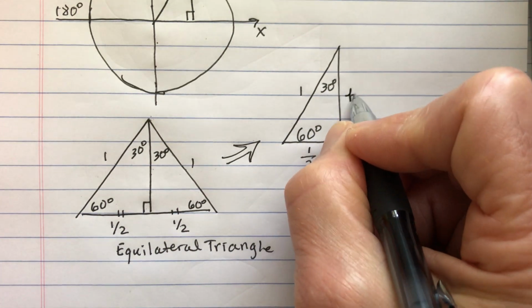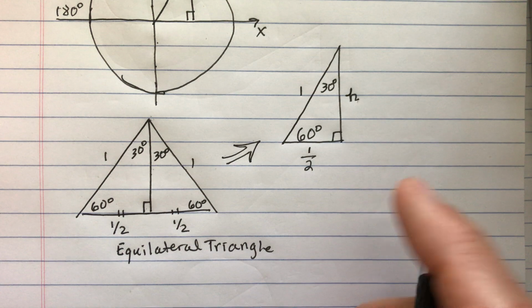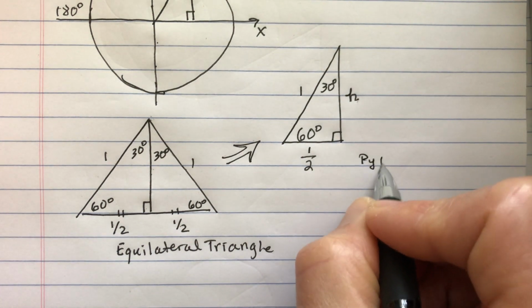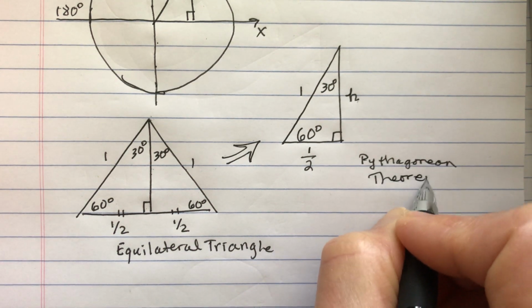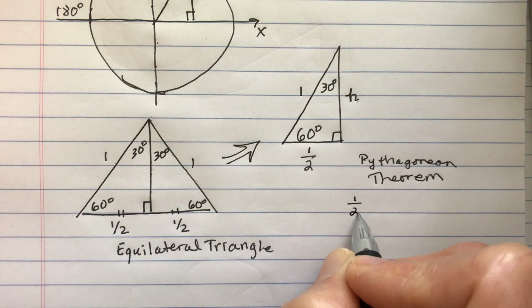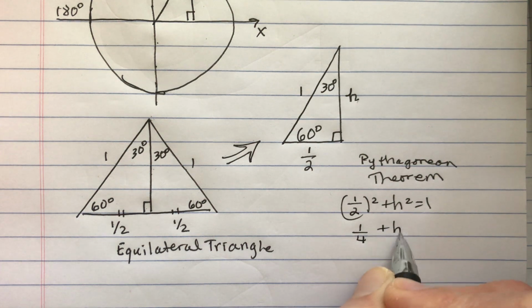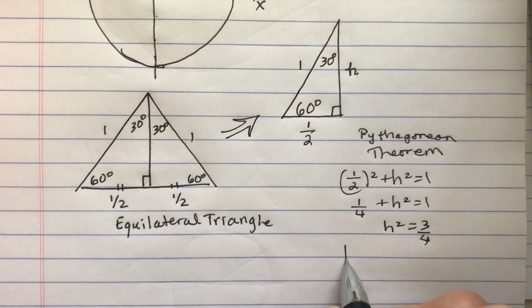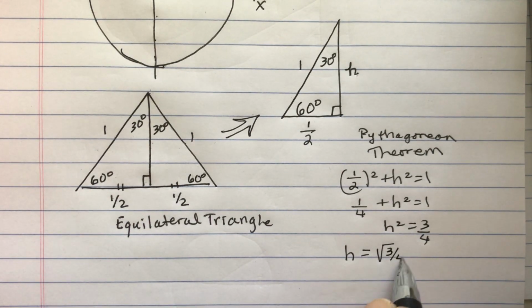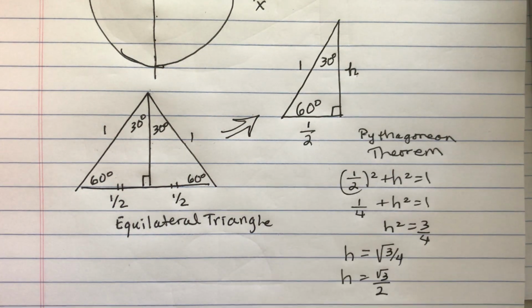Now, if I call the other side, this altitude, h, then I can use the Pythagorean theorem to find h. I get 1/2 quantity squared plus h squared is equal to 1. So that's 1/4 plus h squared is equal to 1. So h squared is 3/4. Then I take the square root, and I'm not going to do a plus or minus because I'm just looking at sides, and sides will have positive length.